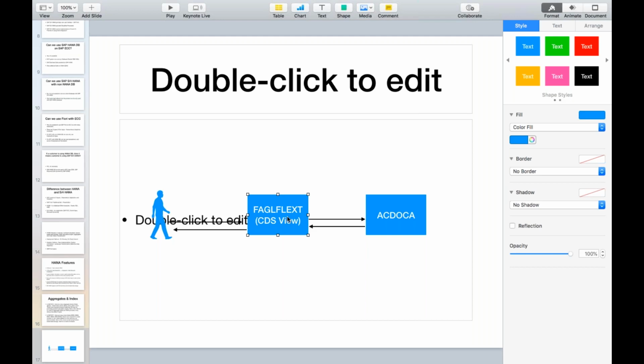So whatever data was available here will be migrated to ACDOCA. Even when you do the migration, we have one topic of system conversion that we are going to see later. Whatever data from the old tables will be migrated to the new tables. So which means even your historical, migrated data will appear in the new tables.